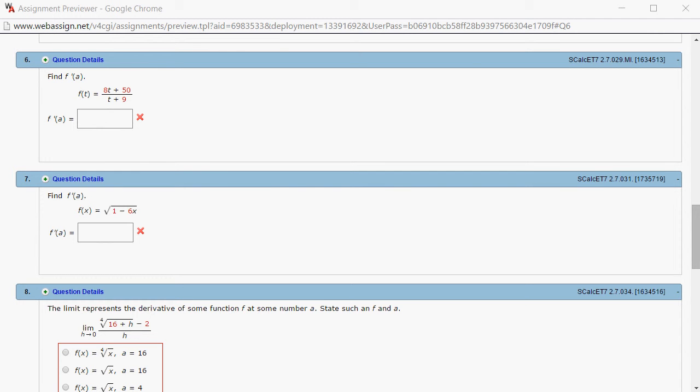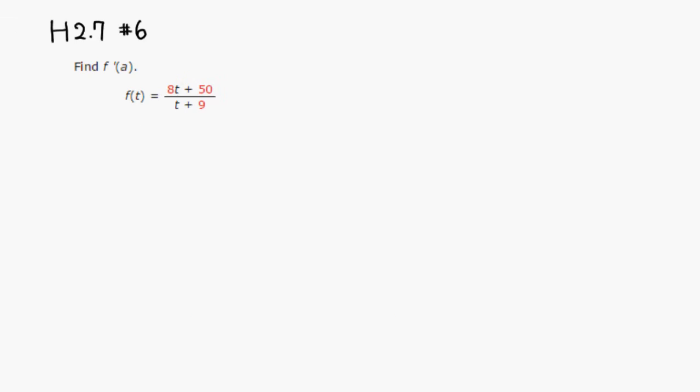Alright, let's look at the homework 2.7, problem number 6. We want to find the derivative of this function using the definition. So let's do that. f prime of a is by definition the limit as h approaches 0.